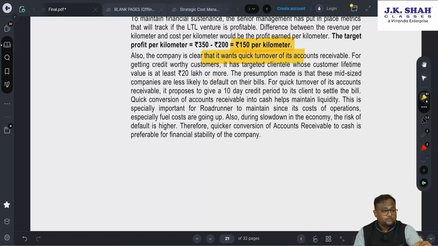Like 20 lakhs you are supposed to recover and a 10 days credit period is given, the chances of bad debts are more, plus your liquidity is at stake. Now when you consider all these things, the best option is that quicker conversion should be focused upon.